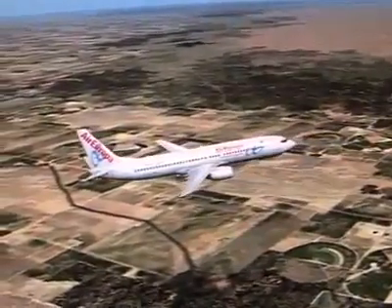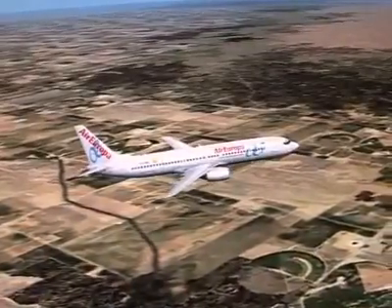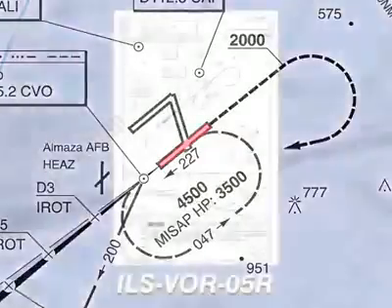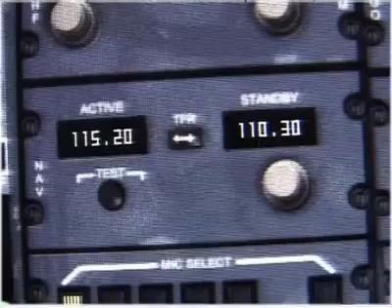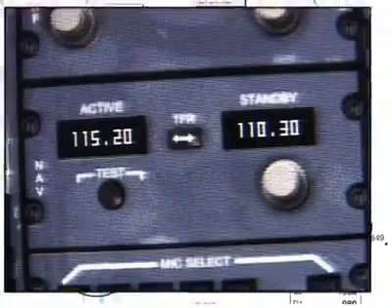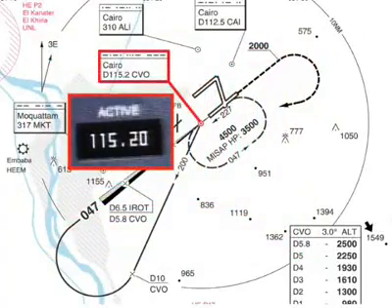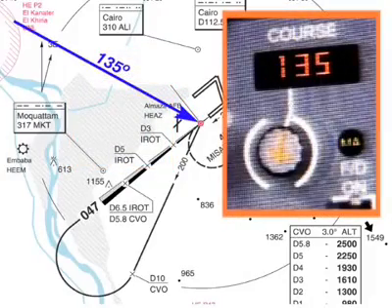We are on board a Boeing 737 in the vicinity of Cairo Airport in Egypt, and we will do the VOR approach to runway 05 right. For that, we will use the VOR ILS 05 right chart. On the active frequency of Radio 1, we have tuned the VOR Charlie Victor Oscar in frequency 115.2, and the radial 135 is selected.